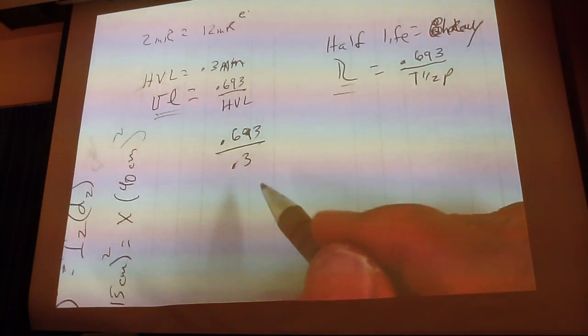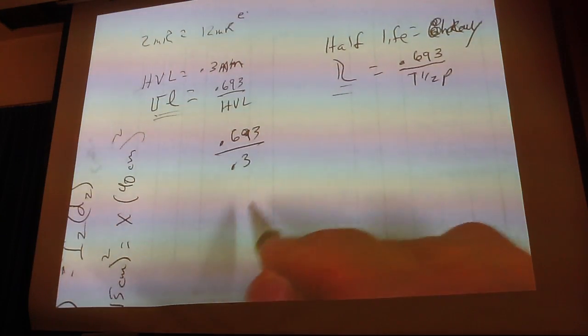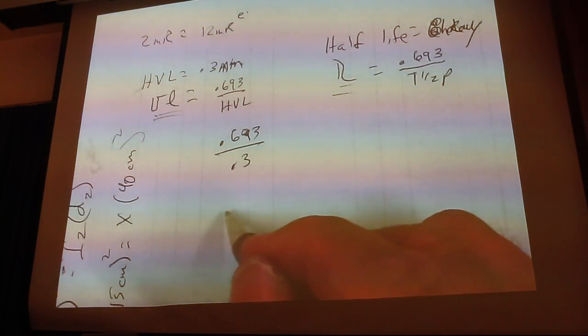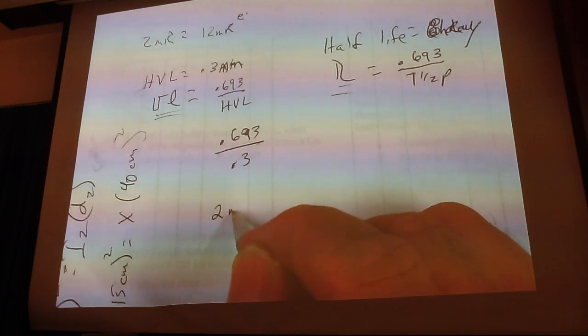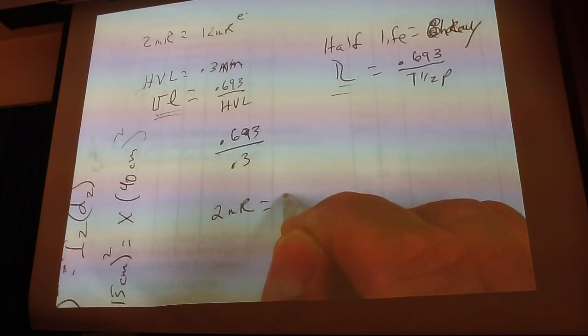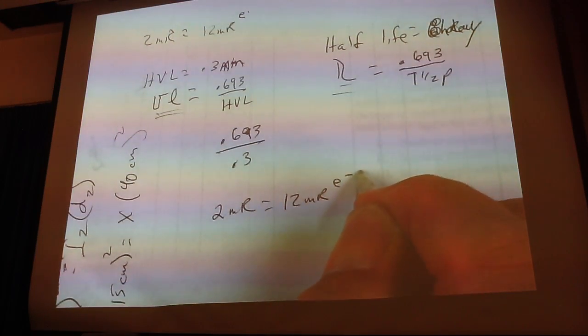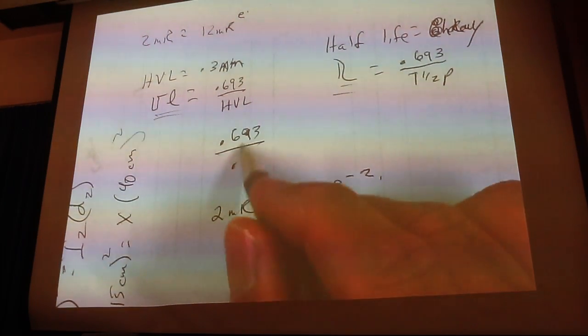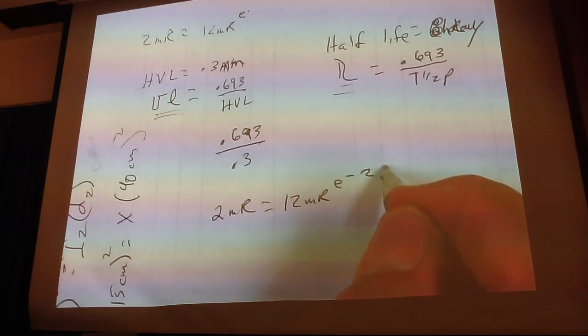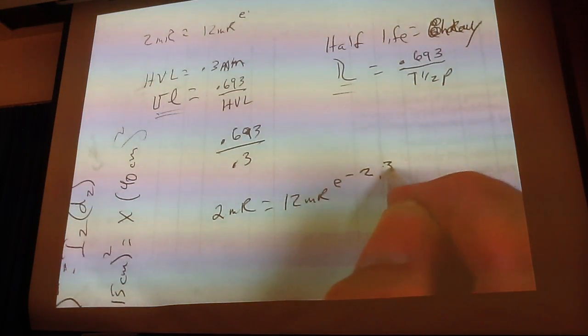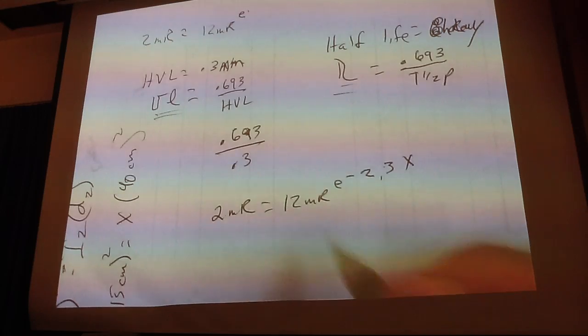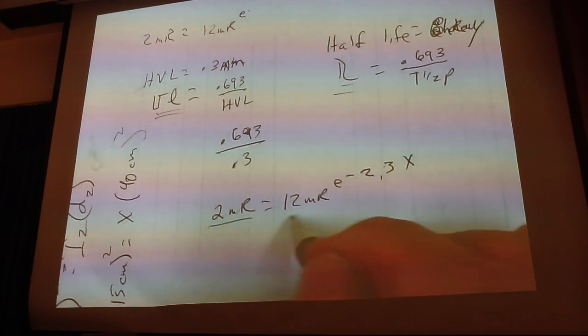So if you wanted to calculate the actual thickness of material that would bring it down to that exact level, rather than just putting 3 half value layers there, then you would have 2 MR is equal to 12 MR, and then e to the minus 2.3x. Okay, and then you would divide both sides by 2.